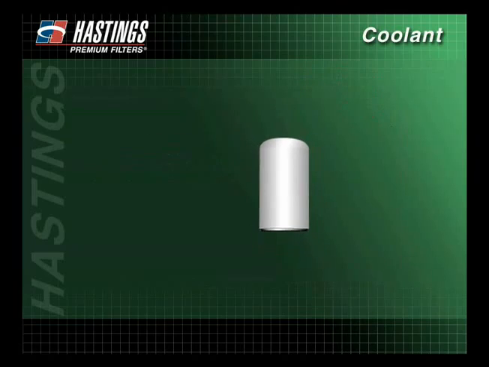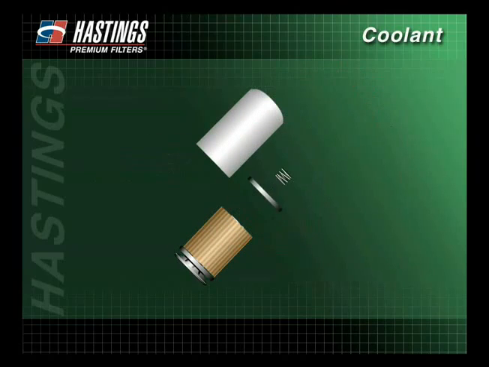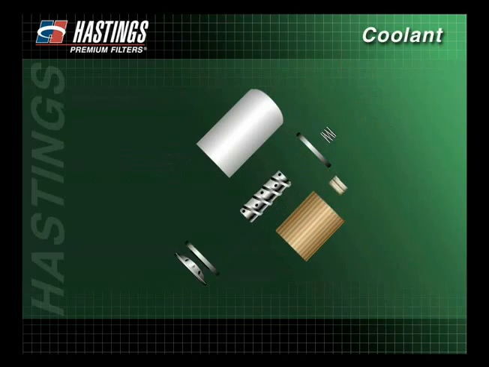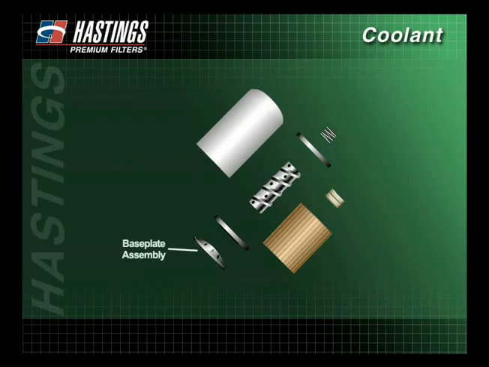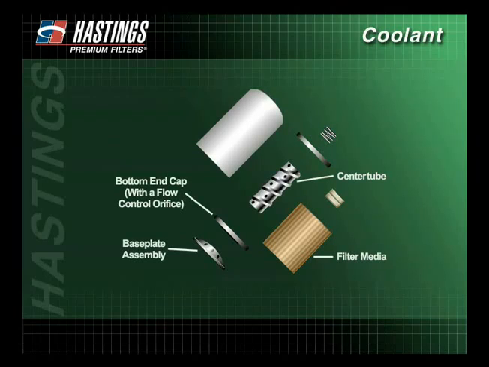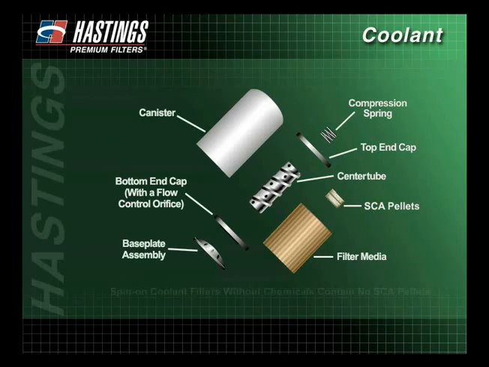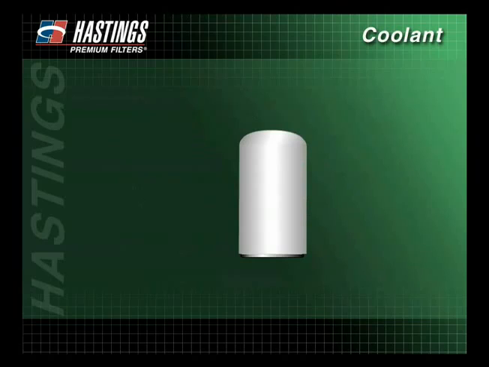To better understand how a coolant filter works, let's look at the components of a typical spin-on coolant filter with chemicals. The primary components are a base plate assembly, a bottom end cap with a flow control orifice, a center tube, the filter media, SCA pellets, a top end cap, a compression spring, and the canister. Spin-on coolant filters without chemicals contain no SCA pellets.